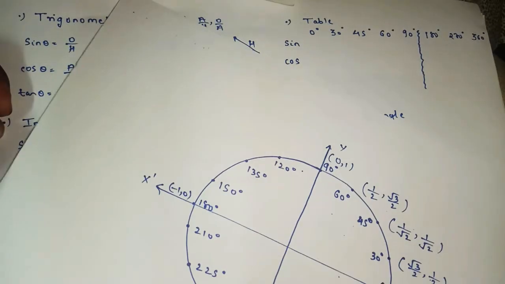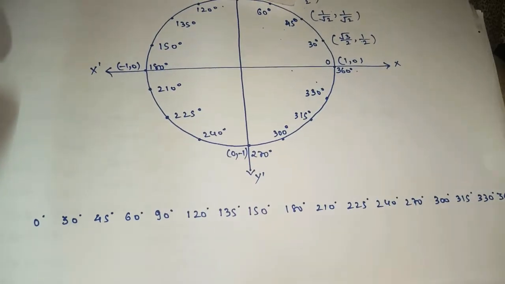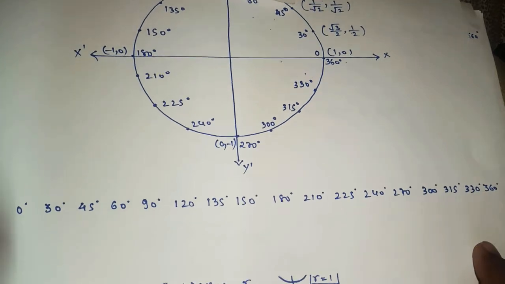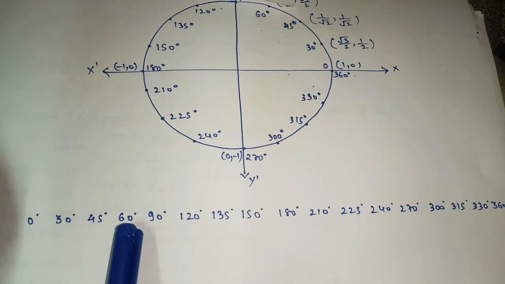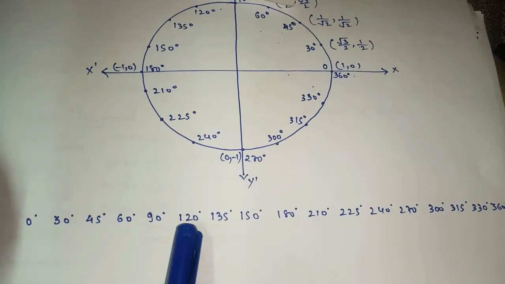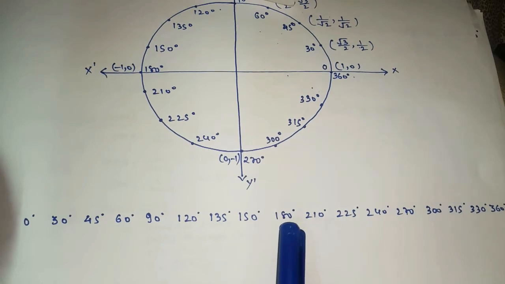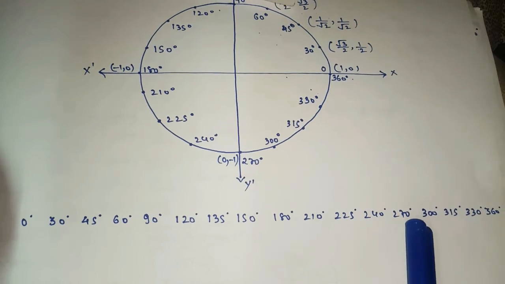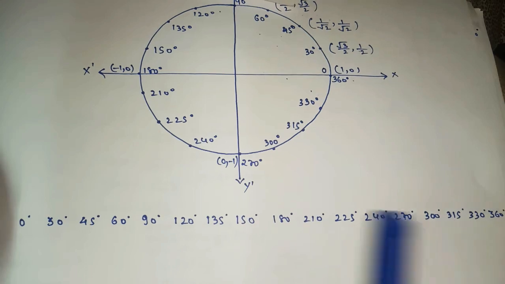Okay, so here we have the table. These are the known angles which you have to remember. So here the known angles are 0, 30, 45, 60, 90, 120, 135, 150, 180, 210, 225, 240, 270, 300, 315, 330 and 360.